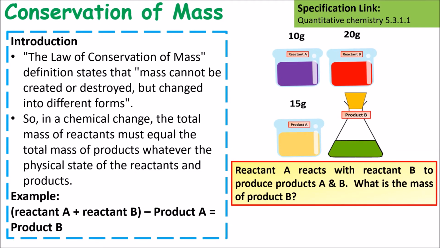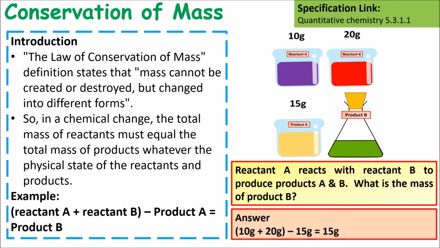Reactant A reacts with reactant B to produce products A and B. What is the mass of product B? You're going to do the total mass of the reactants minus the mass of the product that we know, which would give us 15 grams.